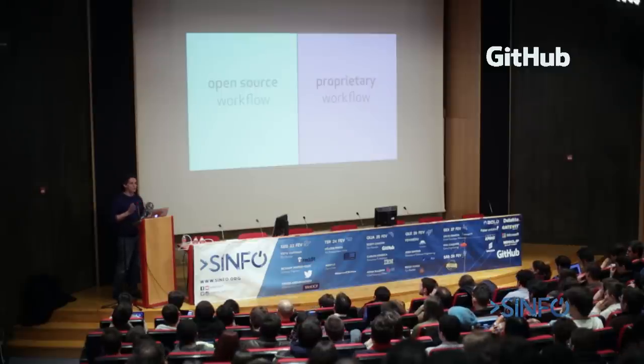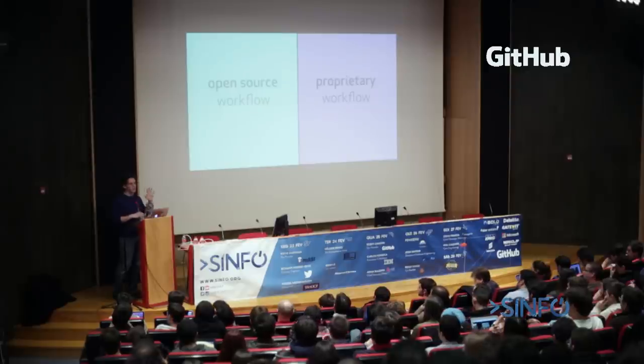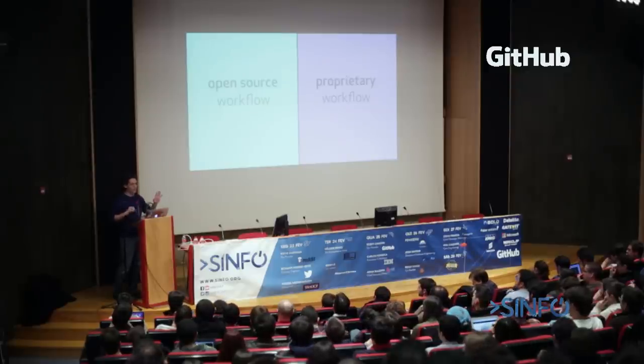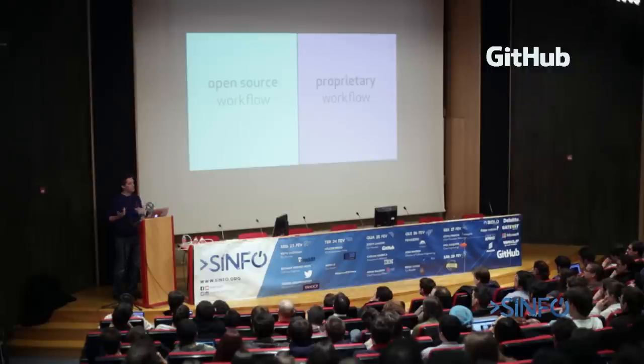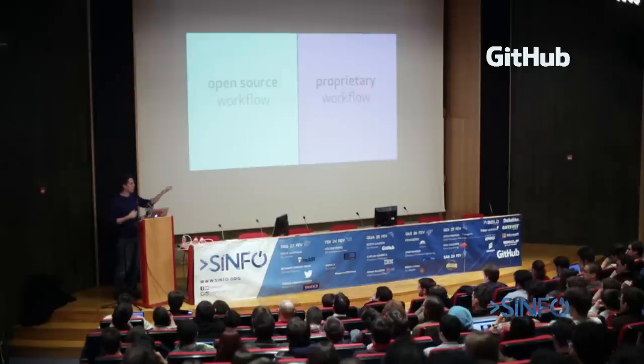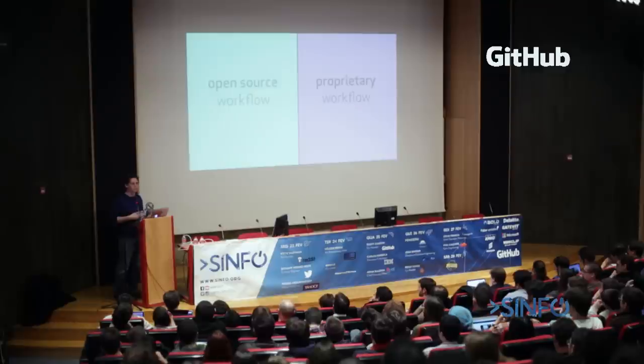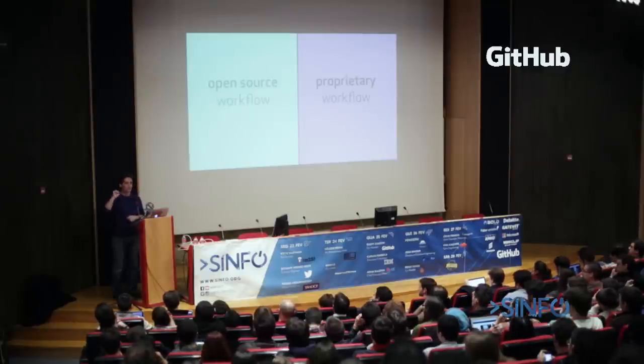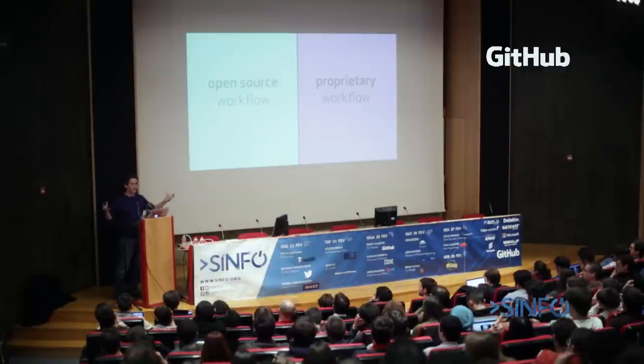I think we're starting to see a convergence in how open source workflows work and how proprietary workflows work, especially as you see more companies using the same tooling, using GitHub, right? If you're using GitHub on your open source projects and inside your company, or even our competitors which use the same types of workflows, there's not as much of a difference as there was between, say, Subversion and Perforce or something that you had in the old days, right?